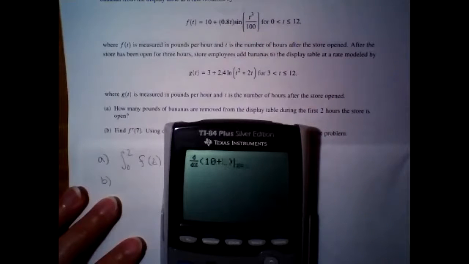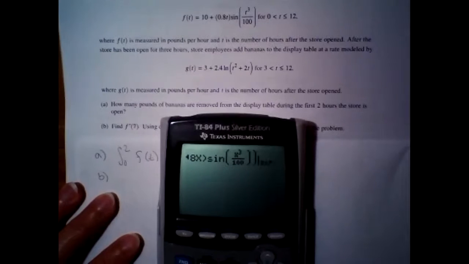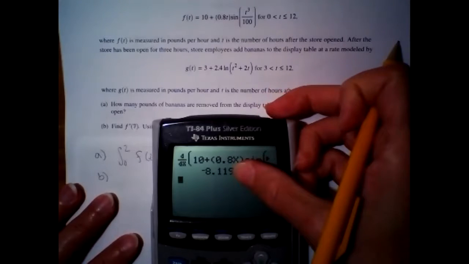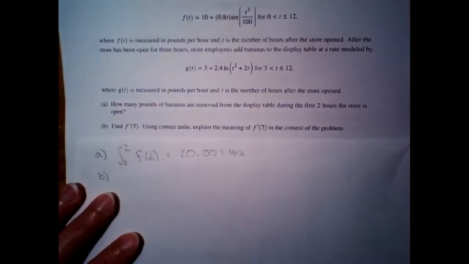So 10 plus 0.8x sine of x cubed over 100 such that x equals 7. So we're finding the derivative at 7. So that is negative 8.119. You can round up, it would be negative 8.120. Again, I just always truncate. I think that's easier. Negative 8.119.